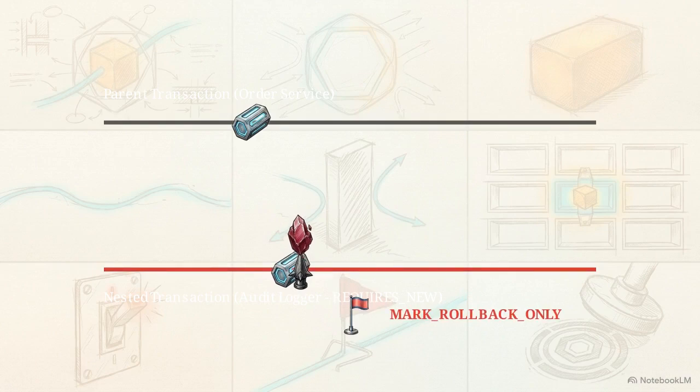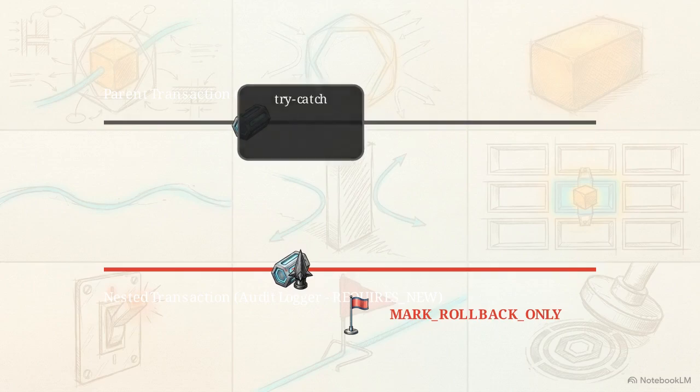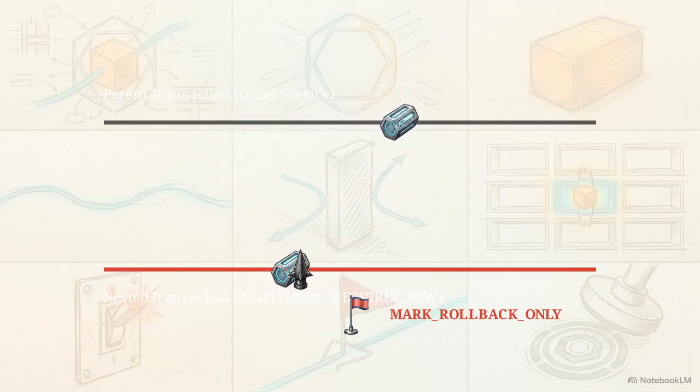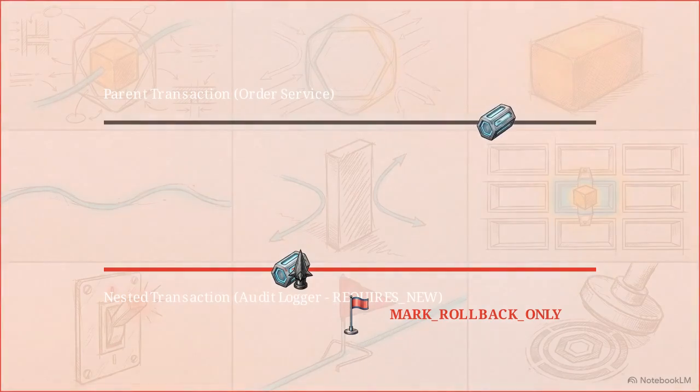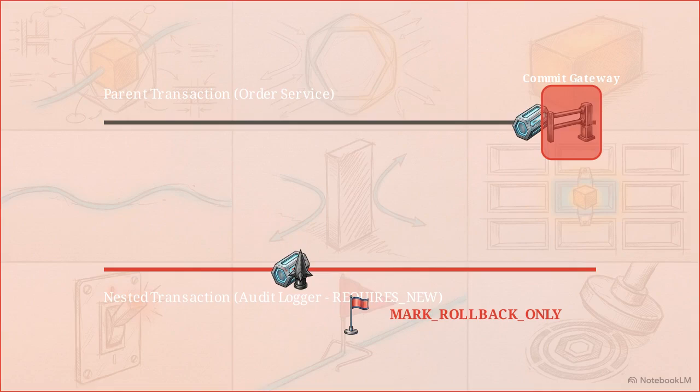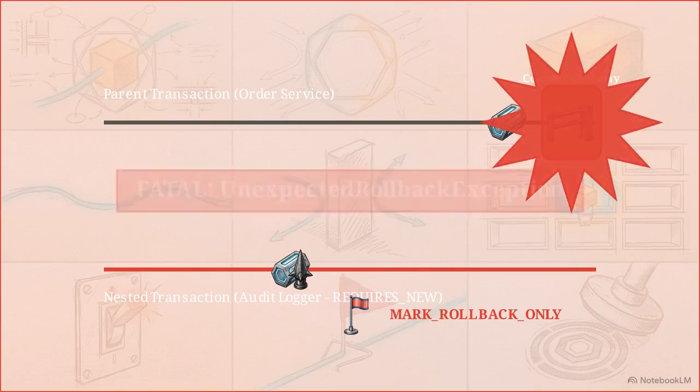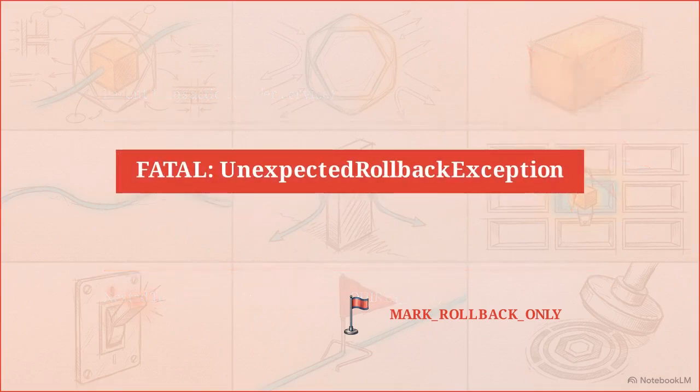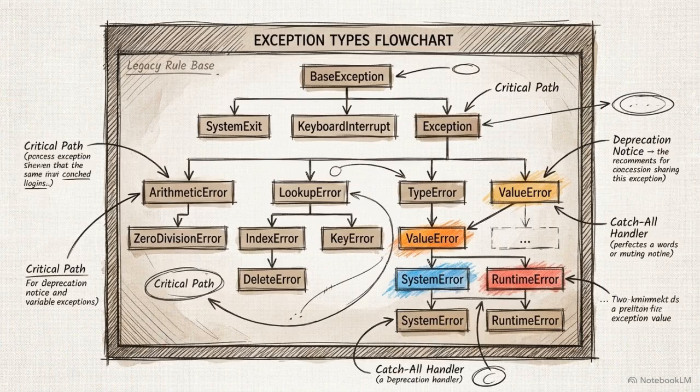When the inner transaction fails, it instantly marks its independent connection as rollback only and returns control back to the parent method. Here is the developer error. The parent method catches and swallows that exception in a standard try-catch block. The parent method attempts to commit, but the shared global thread state is still flagged as rollback only by the nested process. Because the thread state contradicts the commit request, the execution engine drops the transaction entirely and throws a fatal unexpected rollback exception.